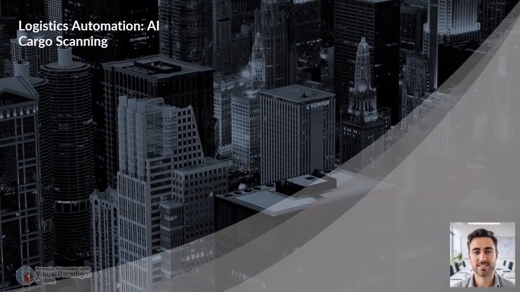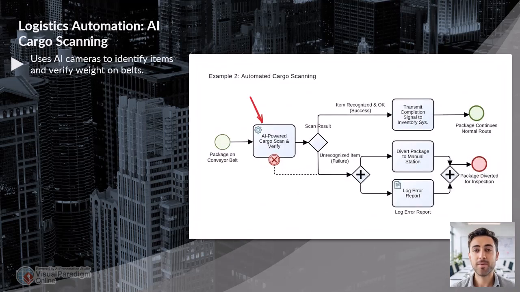Supply chain processes leverage service tasks to verify package integrity using AI powered cameras and sensors. This workflow ensures that only recognized items proceed, while anomalies are automatically diverted for manual inspection. The automated service analyzes physical attributes in real time, ensuring that every package meets the strict criteria for automated processing and shipping.